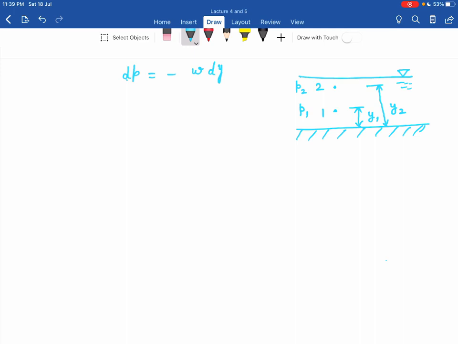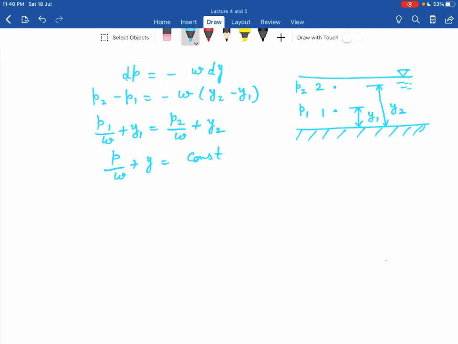Now by using this hydrostatic law you can write P2 minus P1 is equal to minus W (y2 minus y1), or by rearranging the terms you can write P1 by W plus y1 equal to P2 by W plus y2, or you can say P by W plus y is equal to constant. By this relation, for a fluid which is at rest, this term P by W plus y is constant.